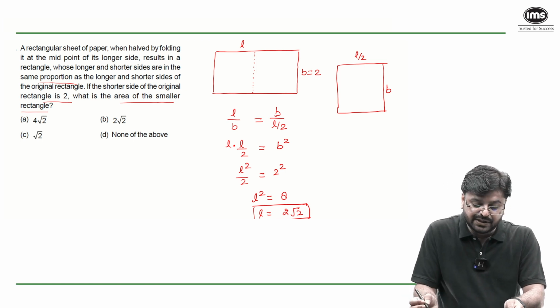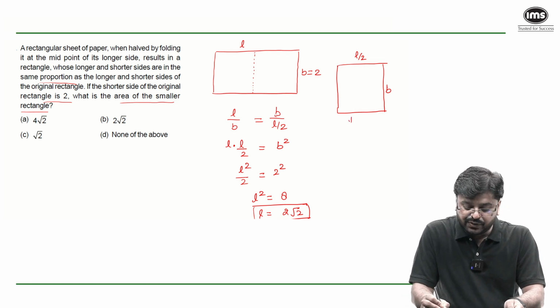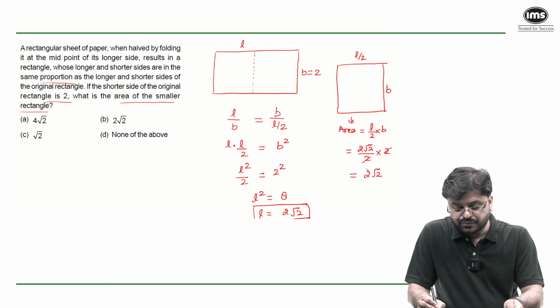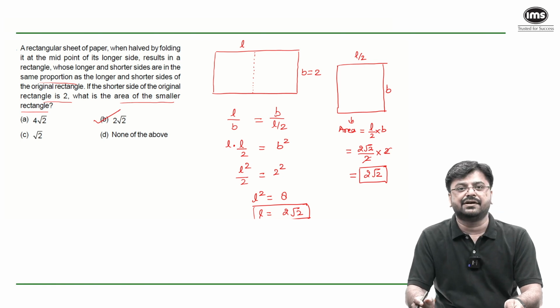We are supposed to calculate the area of the smaller rectangle. So area in this case would be L by 2 into B. L here is 2 root 2, so 2 root 2 by 2 into B is 2. The answer is 2 root 2. So option B here is the right answer.